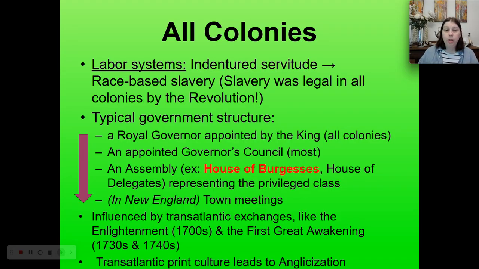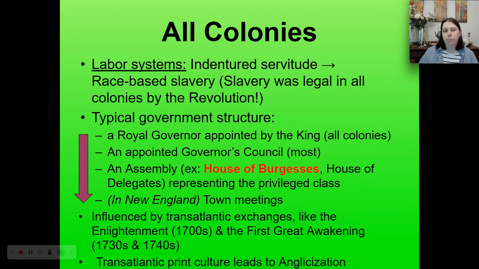Other things that all of the colonies have in common that we're going to be talking about in the next couple slides here is that they're all influenced by what the College Board will often refer to as transatlantic exchanges. This is a good phrase to be familiar with. It just means that the colonies are influenced by ideas or movements coming across the Atlantic from Europe. The two best examples of this are the Enlightenment and the First Great Awakening. Talk more in a sec.